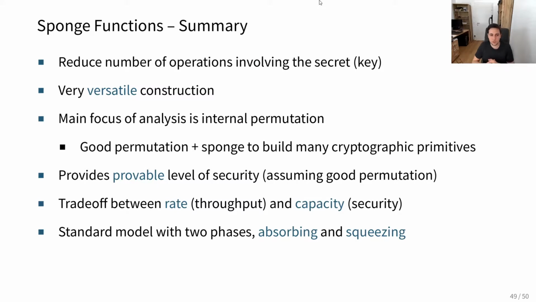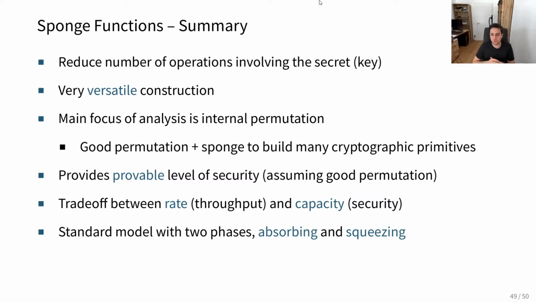Okay, so it's a small summary. So the idea, not the main idea, but a nice property is that we essentially reduce the number of operations which involve the secret key. Essentially, we normally have it only in the beginning and then at the end, not anymore, if we have some keyed construction. It's also a very versatile construction, so there are a lot of things we can do with that. We can build a MAC function. We can also build some encryption function, so a cipher. So it's very versatile. And the main focus of the analysis is then usually the internal permutation.